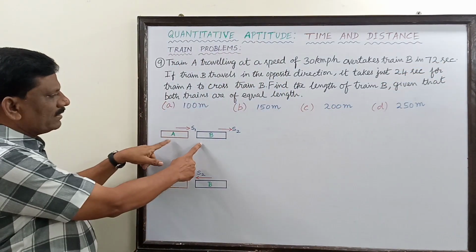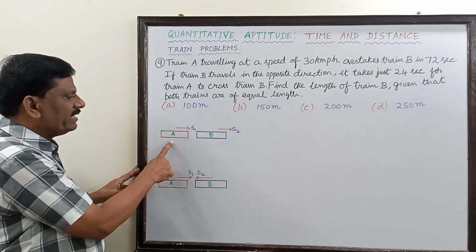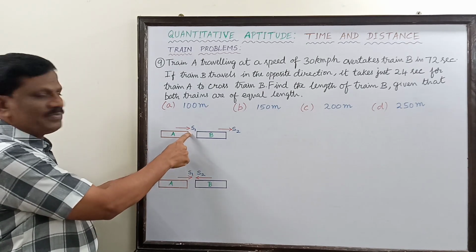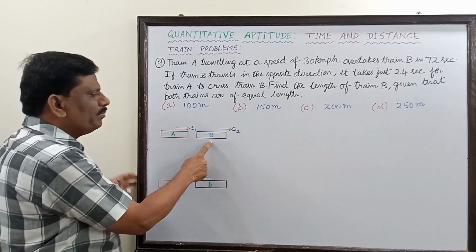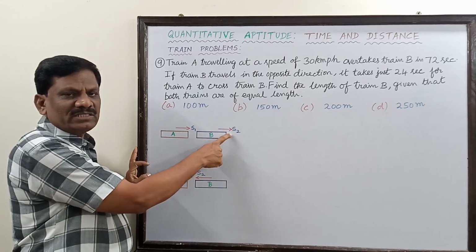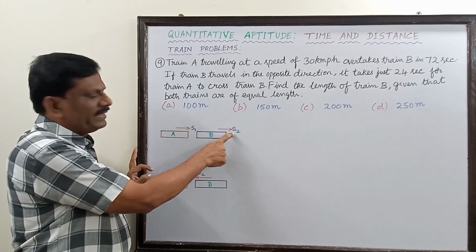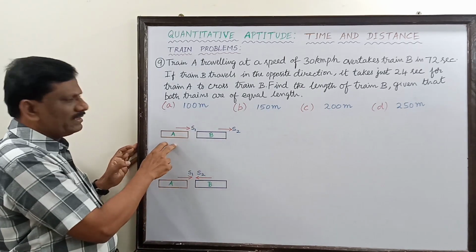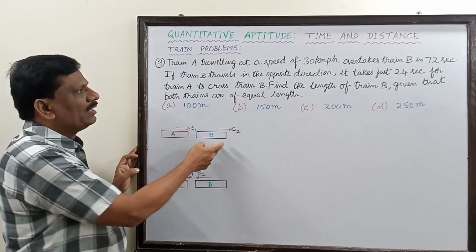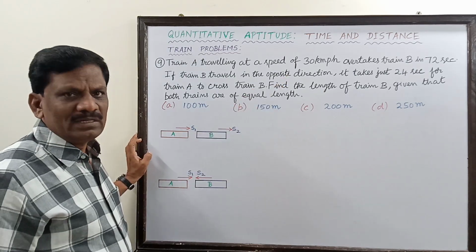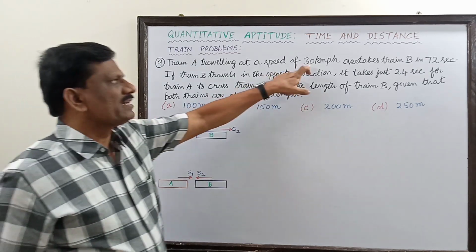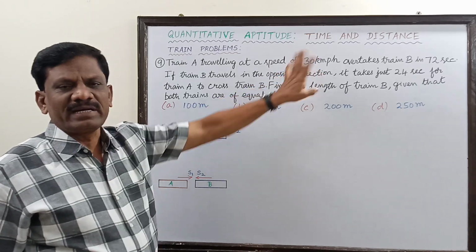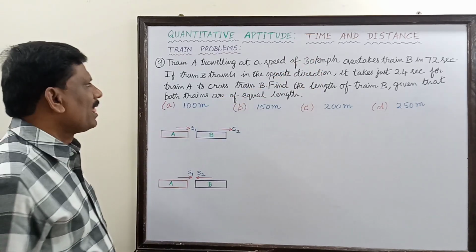So you can look at the first picture. This is train A, traveling at a speed S1, and train B is also traveling in the same direction but with the speed S2. Train A is overtaking B in 72 seconds. But the speed of train A is given, train B's speed is not given.